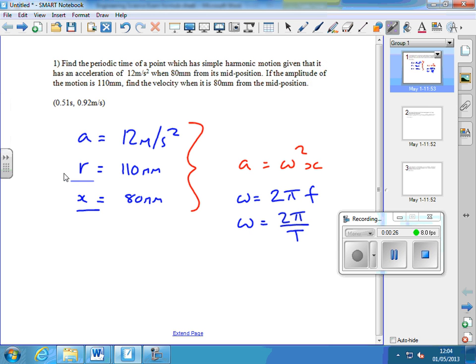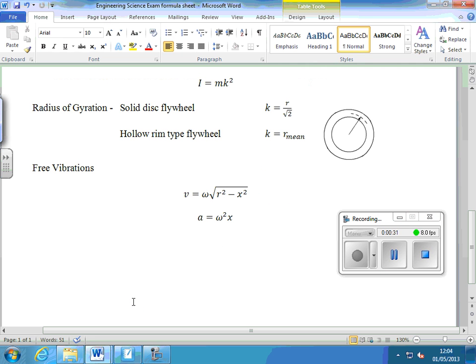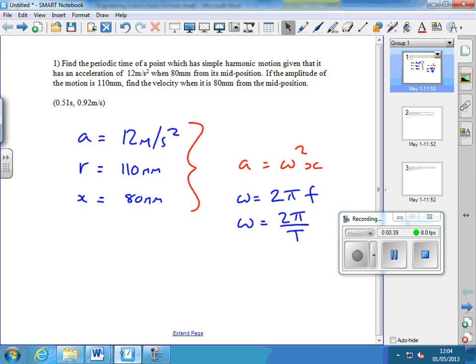The relevant formulae, if you look at the formula sheet for the exam, are these. So the 3 vibrations formulae at the end are the 2 formulae that we're using here. Any other formula you need to remember? So if we go back, a equals omega squared x is the formula we need because we know a and we know x.